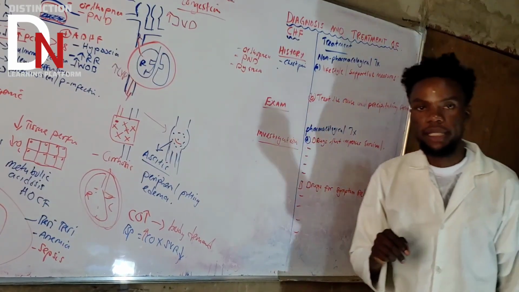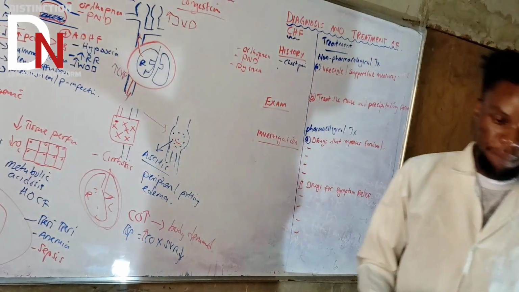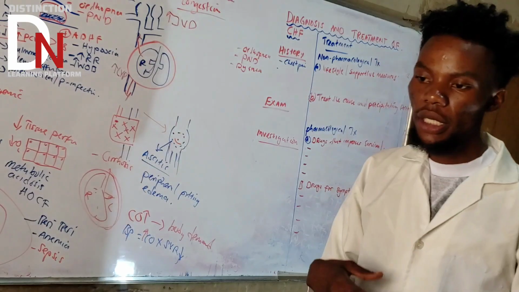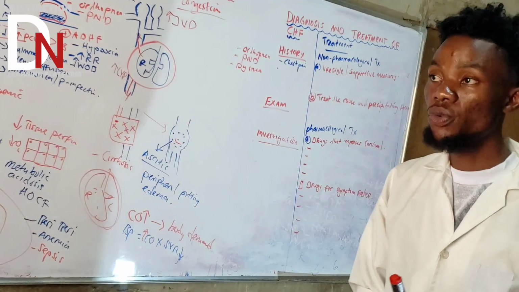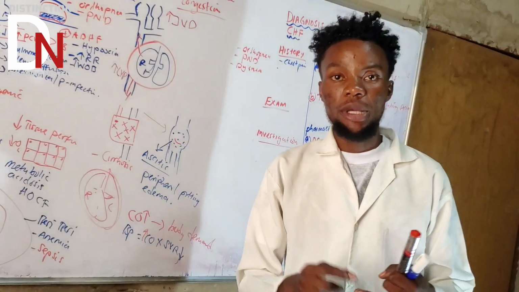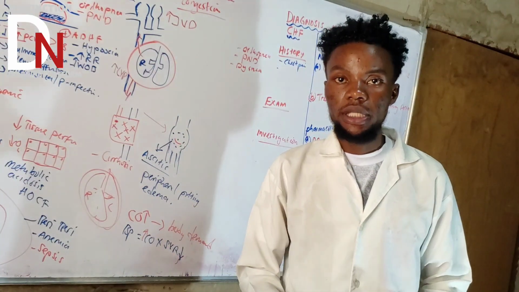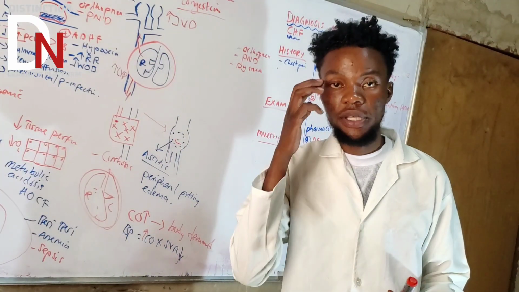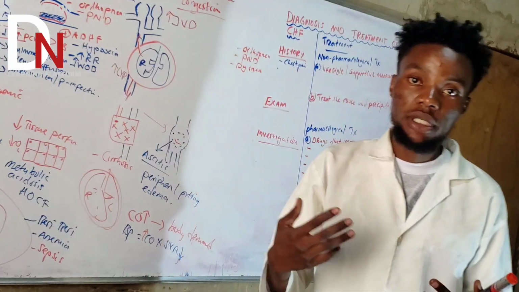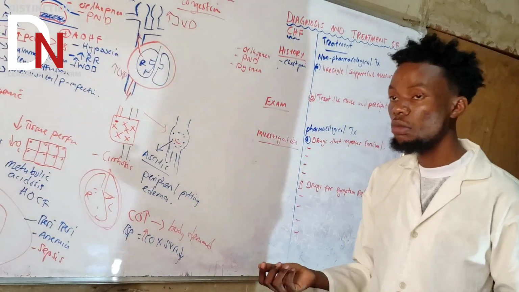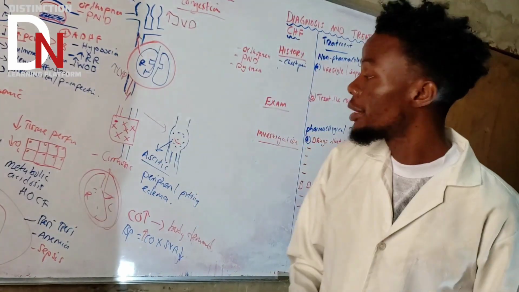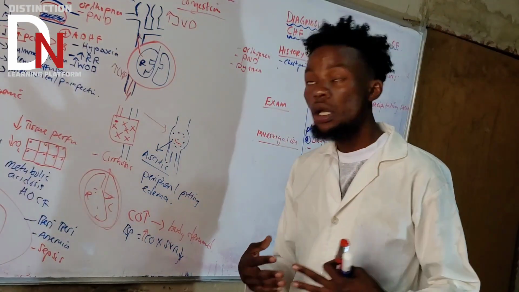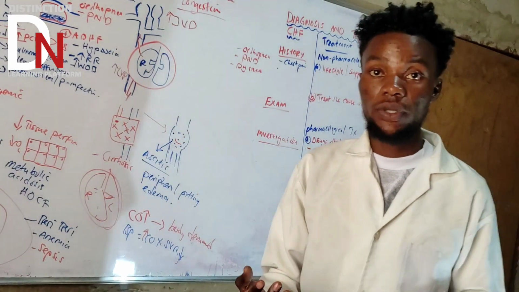If you do history, then what else can you do? You can also do the exam, which is where you can do a lot of things. First you do a general exam: you look at the general appearance of the patient, mental status, nutritional status, and the vitals. They are going to have either increased blood pressure or maybe low blood pressure, depending on the cause of the heart failure. So that's about the general exam.